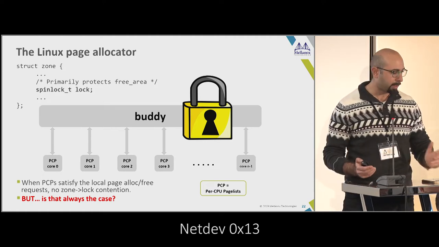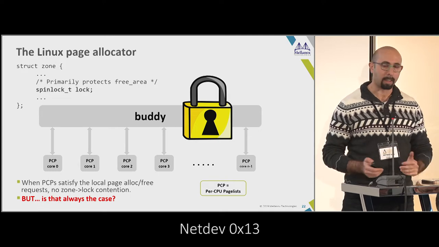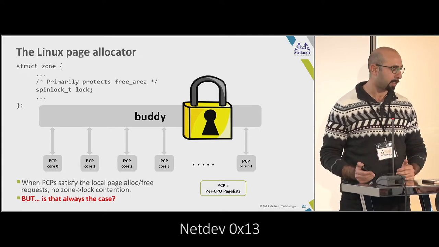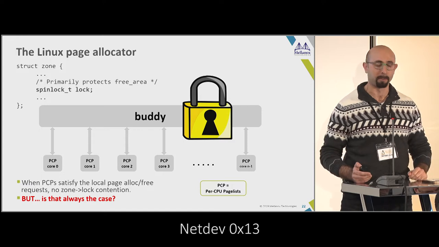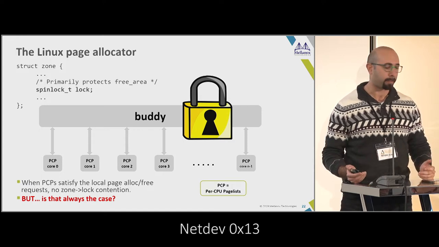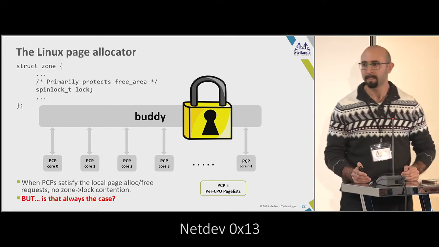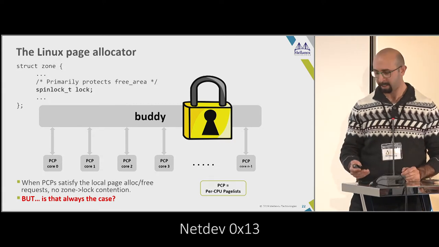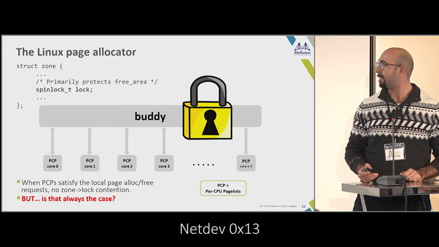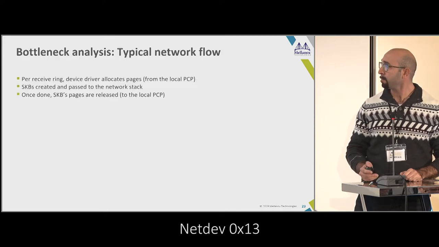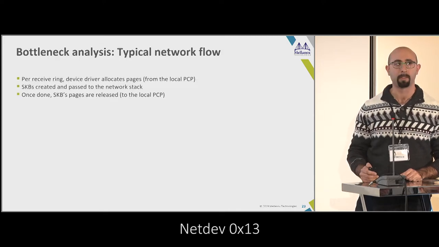So when every PCP satisfies the local page allocation entries, there is no contention, and we are fine. But is that always the case? Can you guess? Let's see. Okay, let's review the typical network flow.